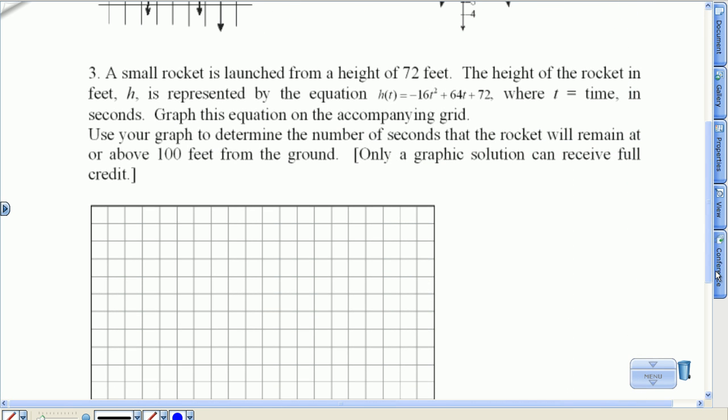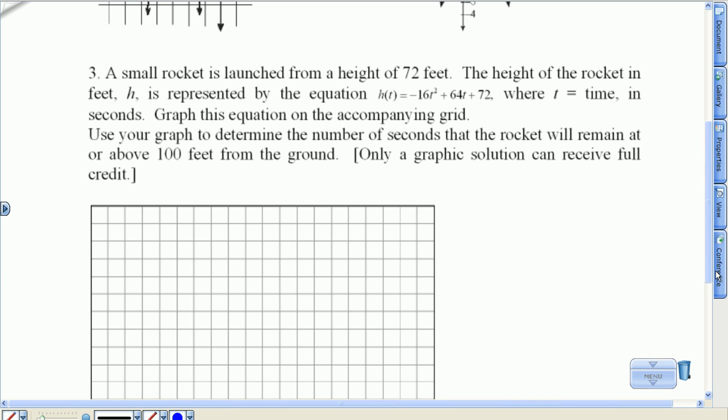A small rocket is launched from a height of 72 feet. The height of the rocket in feet, h, is represented by the equation h of t is equal to negative 16t squared plus 64t plus 72. t is time. So h of t is the height given some time. We want to graph this equation on the accompanying grid. Use your graph to determine the number of seconds that the rocket will remain at or above 100 feet from the ground. Only a graphic solution can receive full credit.